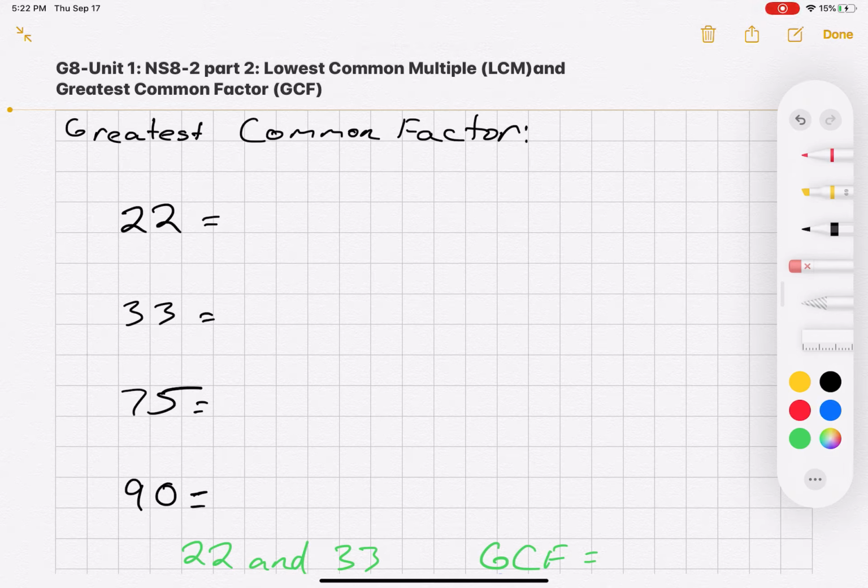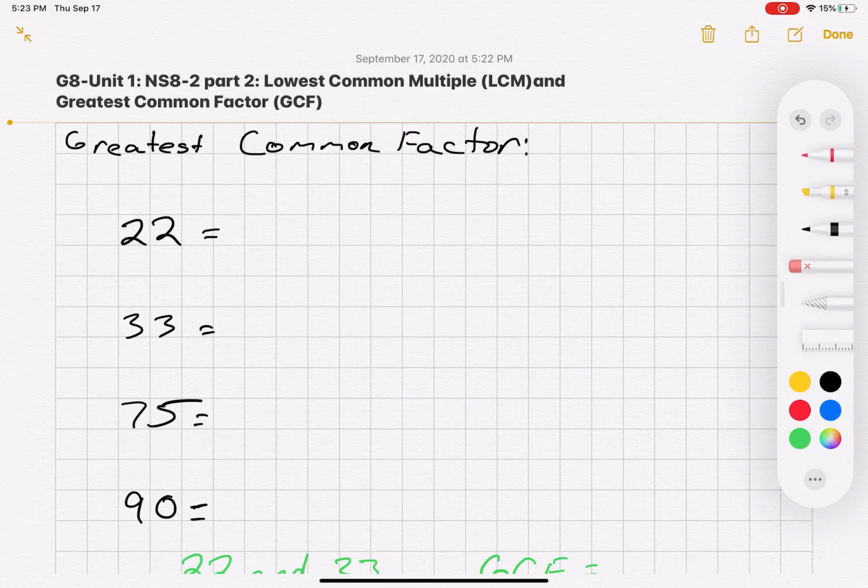Okay, so now I'm going to just look at greatest common factors. So the very first thing that I need to do is I need to factor these. So this is how I do it. If you work out your own method, it's totally fine. You can still use the T-chart as well if you want to. But this is how I do it.